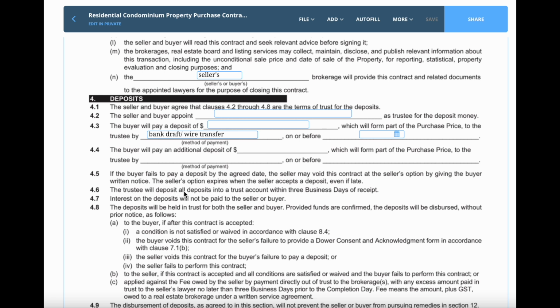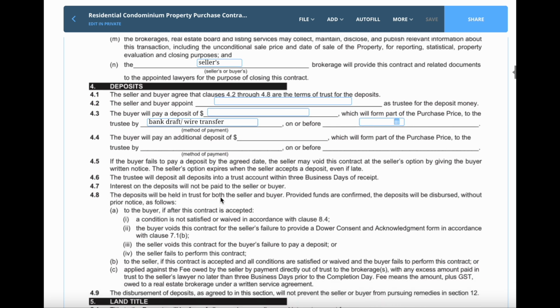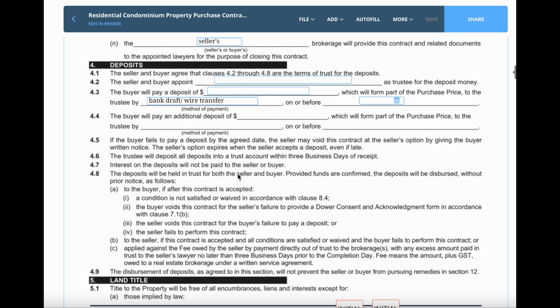The trustee will deposit all deposits into the trust account, of course. Interest, there's no interest. These are 0% interest trust accounts. The deposit will be held in trust for both of the parties of the transaction. So even if you think that you are entitled to get the deposit, it is not up to us, it is up to the brokerage.